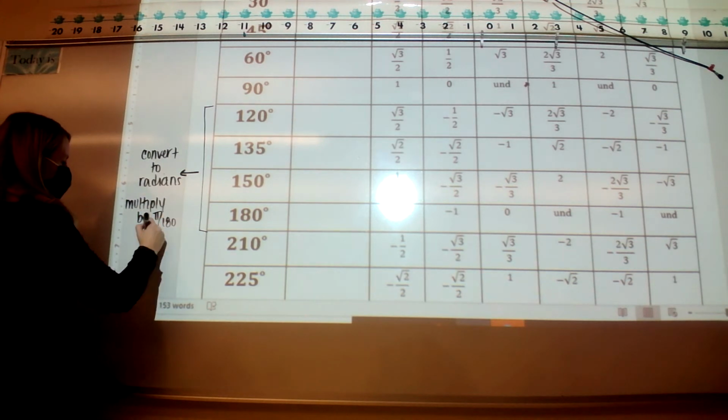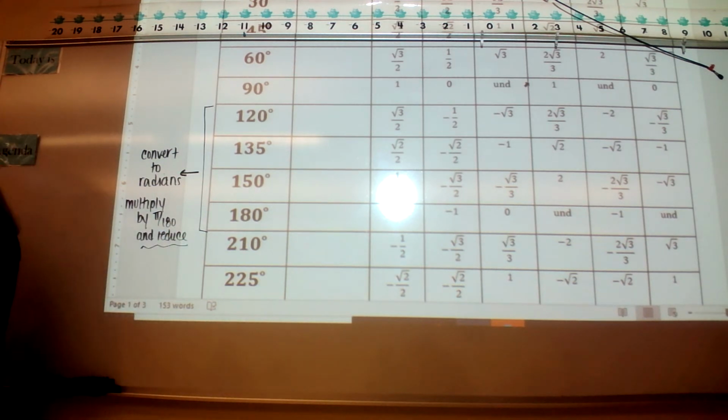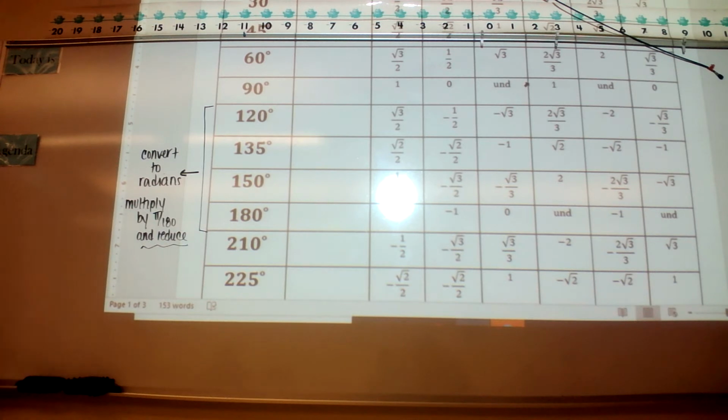And reduce. So I'm going to take attendance while you guys are trying those ones. Oh, shoot. I'm going to do my best to take attendance. Computers.